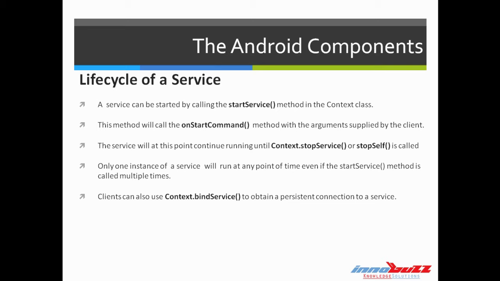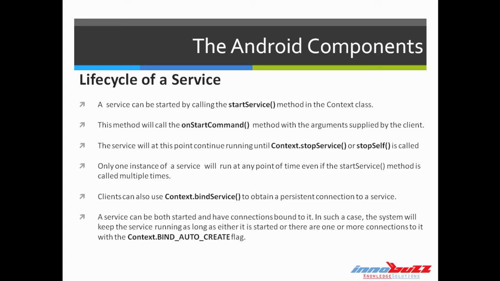Clients can also use context.bindService to obtain a persistent connection to a service. A service can be both started and can have connections bound to it. In such a case, the system will keep the service running as long as either it is started or there are one or more connections to it with the Context.BIND_AUTO_CREATE flag. Once neither of these situations hold, then the onDestroy method of the service is called.